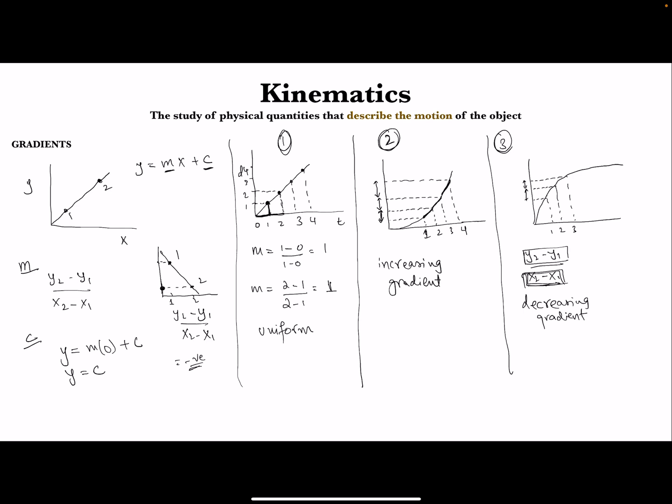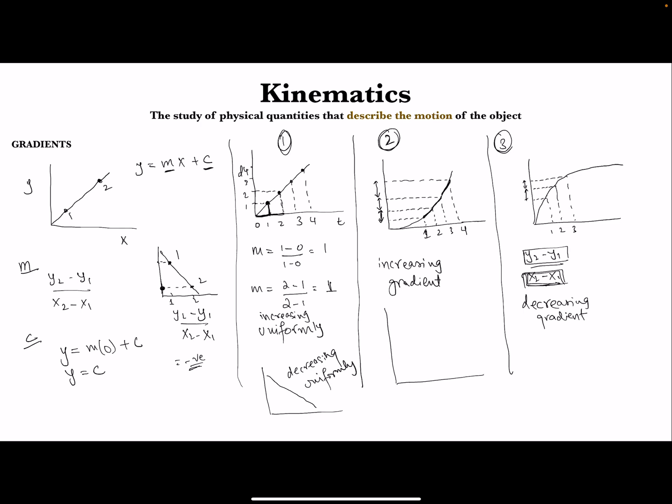And so the other way I could have drawn cases number 1, 2, and 3 is as follows. I could have drawn it this way. In this case, I should have said that the gradient is increasing uniformly for case number 1. Not just uniform, increasing uniformly. So what about this one right here? Well, it's decreasing uniformly.